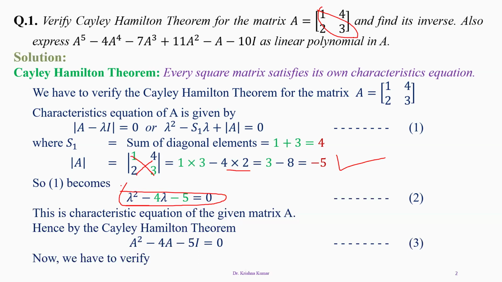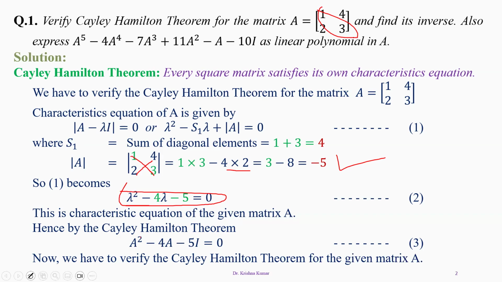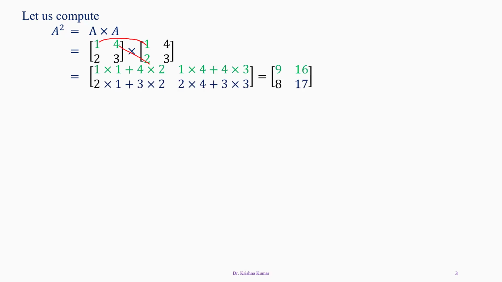Now we have to verify the Cayley-Hamilton theorem for the given matrix A. Let us first take the left hand side. If we put in all the values, ultimately it should be 0. Then we say that the theorem is verified. Now let us compute A² = A times A, which is [1, 4; 2, 3] times [1, 4; 2, 3]. If you multiply this, 1 into 1 is 1, plus 4 into 2 is 8, and so on. We have the answer [9, 16; 8, 17].